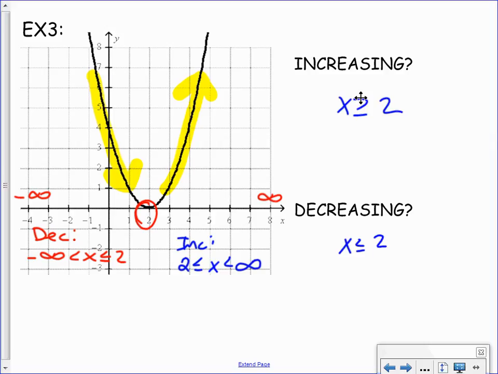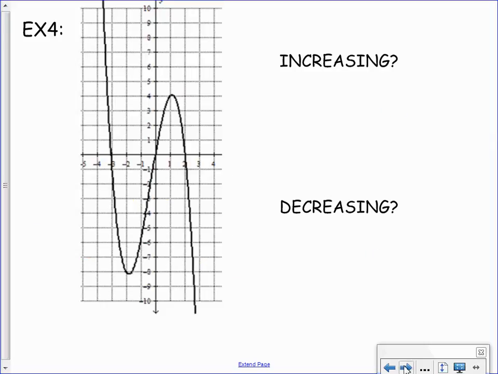Okay? Let's try another one. What family? Cubic. Whoa! This one's more fascinating. All right. Here we go.